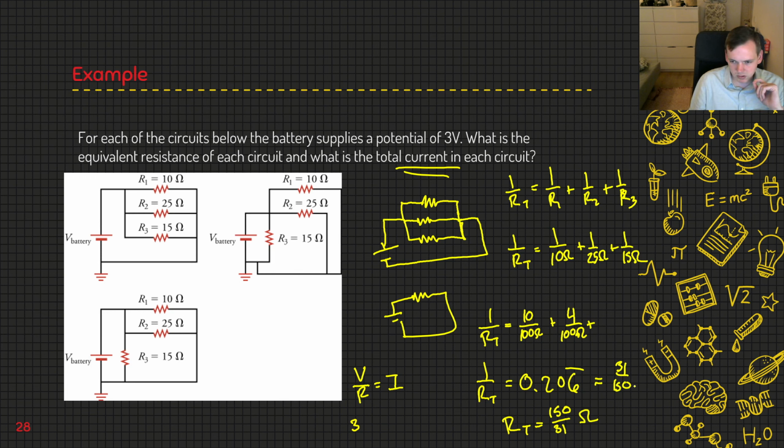So 3 volts times 31 over 150 will equal 31 over 50 amps. And you could simplify that or rewrite that in different language if you want. This one is a bit trickier than series, so if you have questions, please feel free to ask and we'll go over things together.